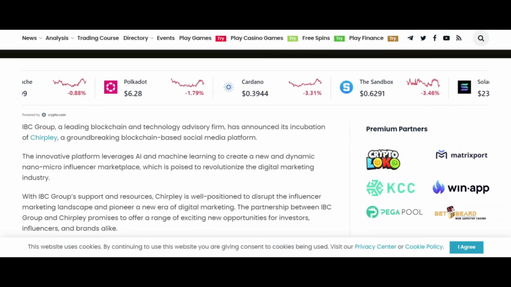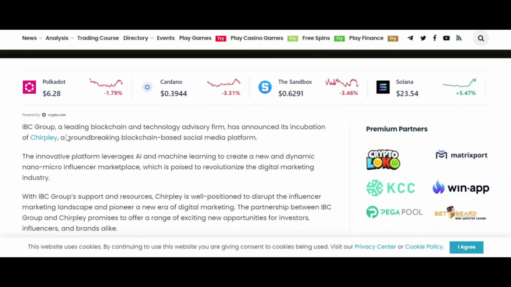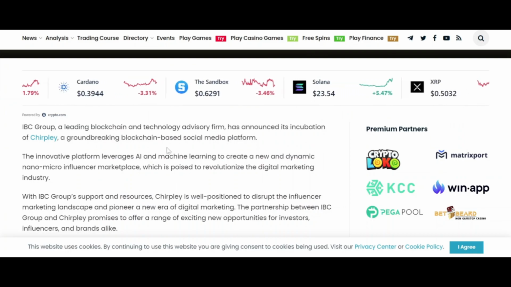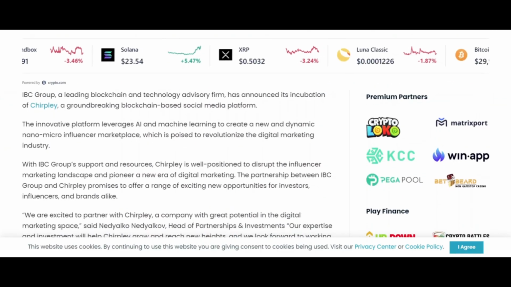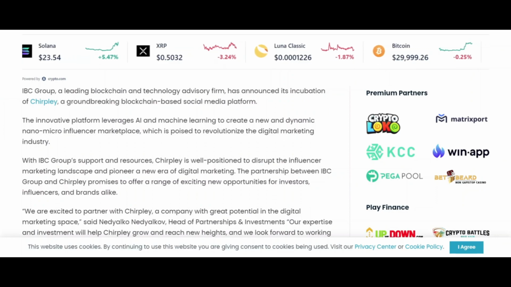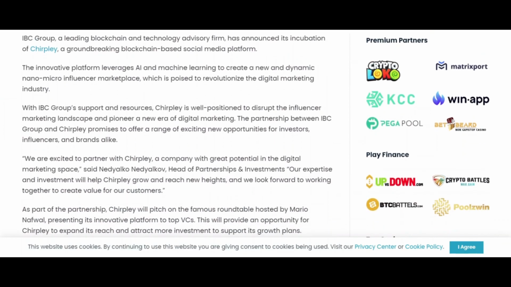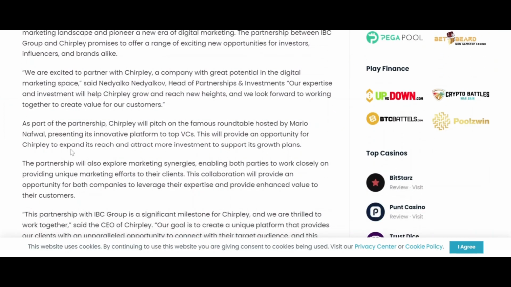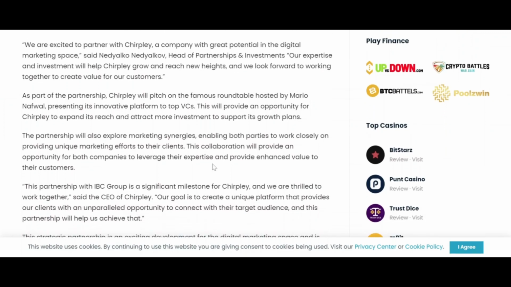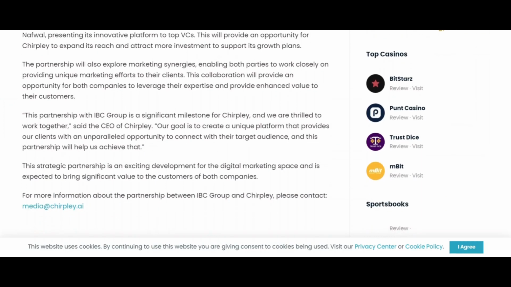Another thing to take a look at, guys, is the fact that they just now partnered with IBC Group, which is a leading blockchain and technological advisory firm, right, guys? So they announced the incubation of Chirpley, which is very, very huge because it's going to help with the strategic direction of the project overall, and also increase the brand exposure too as well. And as you see, if you look down here, as part of the partnership, Chirpley will pitch on the famous roundtable hosted by Mario Nafal, who is infamous for his venture capital investments, right? And so this is something to keep in mind, guys, when thinking about allocating a position into this project, right?